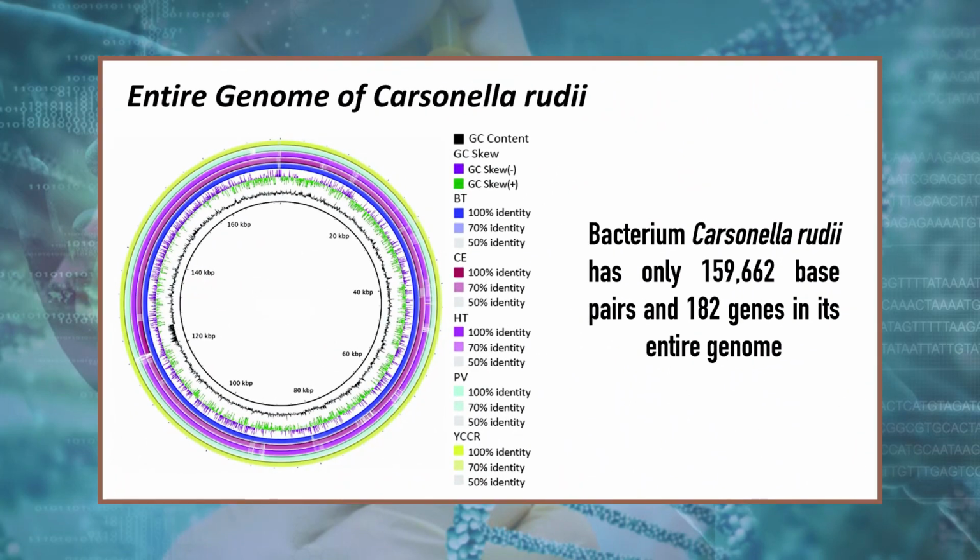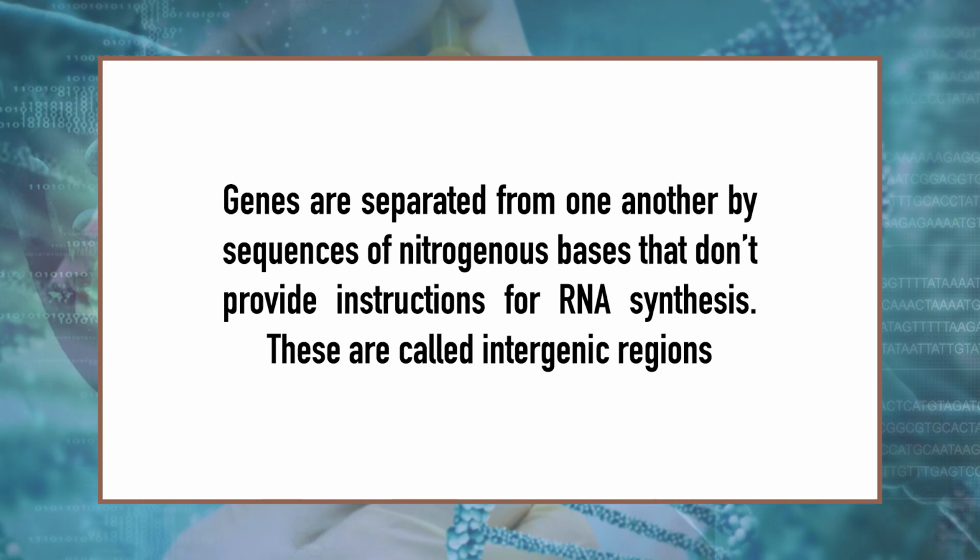For example, the bacterium Carsonella ruddii has only 159,662 base pairs and 182 genes in its entire genome. Although genes get most of the credit for what DNA does, they make up only about 1% of the human DNA. Genes are separated from one another by sequences of nitrogenous bases that don't provide instructions for RNA synthesis. These are called intergenic regions.